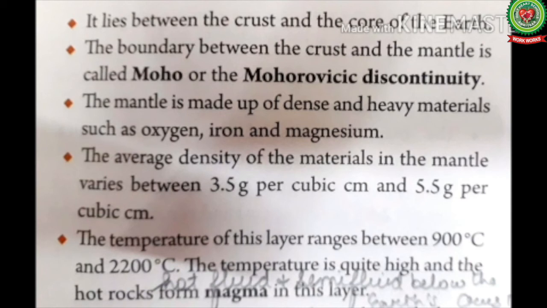The average density of material in the mantle varies between 3.5 gram per cubic centimeter and 5.5 gram per cubic centimeter. The temperature of this layer ranges between 900 degrees Celsius and 2200 degrees Celsius. The temperature is quite high and the hot rocks form magma in the layer. Magma is a hot fluid or semi-fluid below the earth's crust.